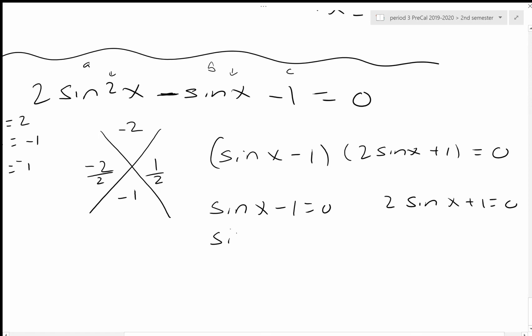You solve for this, you get sine of x equals 1. You solve for this one, you get 2 sine of x equals -1. Divide by 2. Sine of x equals -1/2.